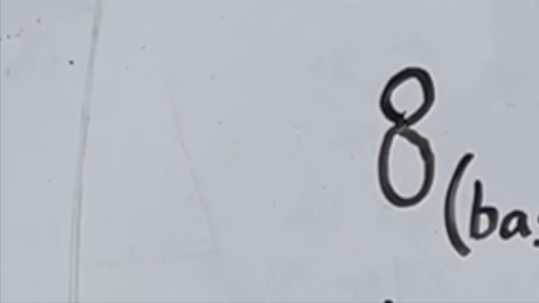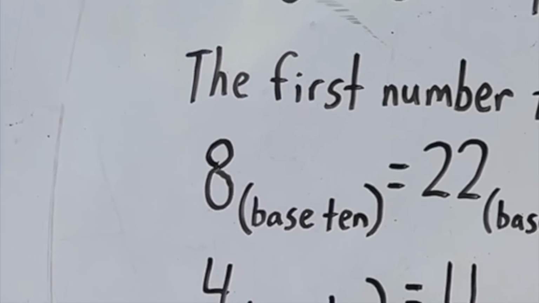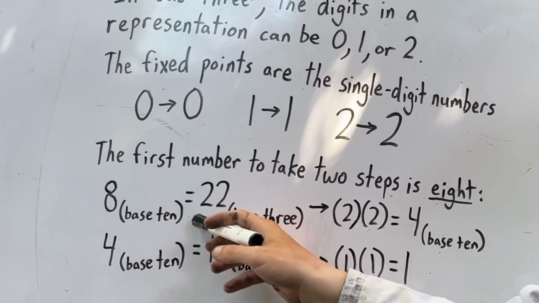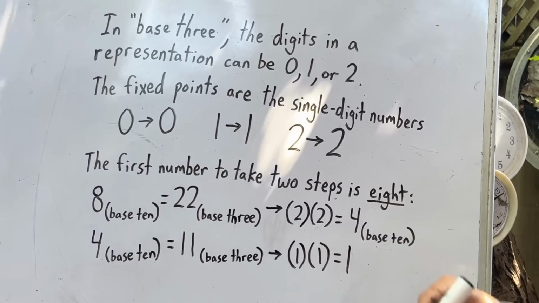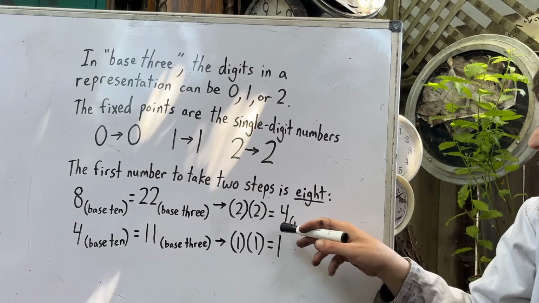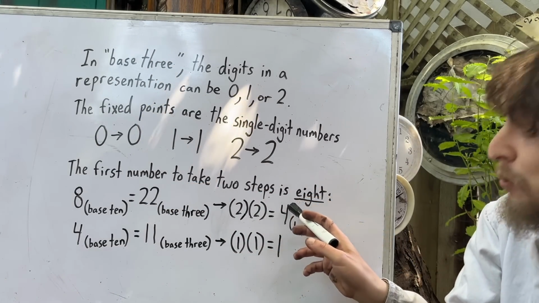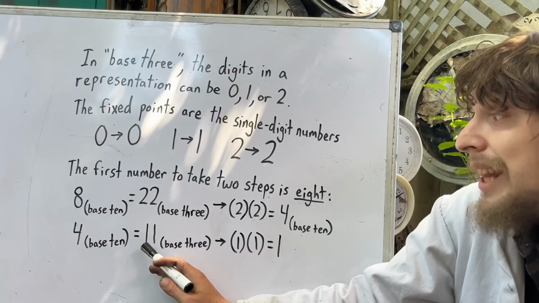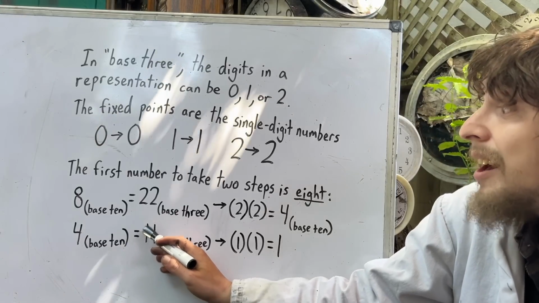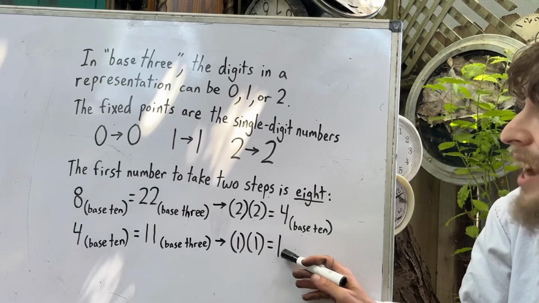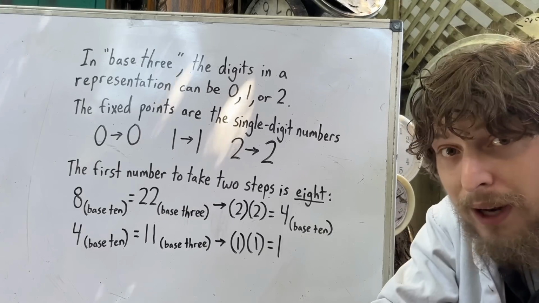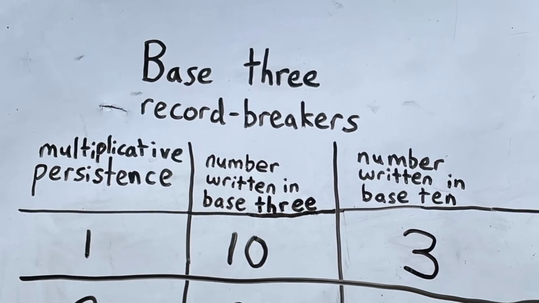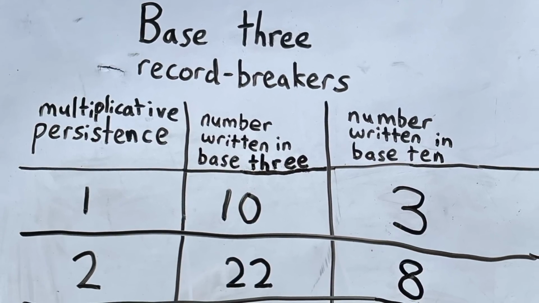The number 8, which may not seem like a multi-digit number to us in base 10, does have multiple digits in base 3, where it looks like 2, 2, and if we apply this process to it, we end up with 4, which we're used to writing that way. But then if we apply the process to 4, and write that in base 3, which would look like 1, 1, we need to take another step, multiplying those digits to actually get to one of these fixed points. So 8 is the smallest number with base 3 multiplicative persistence larger than 1, taking 2 steps.